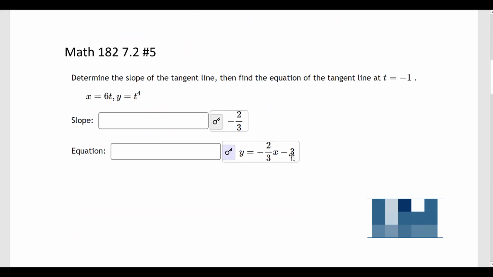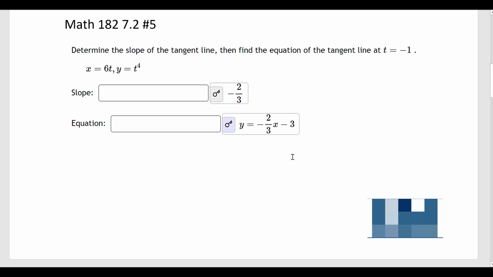Now if we come down here and look at number 5, it says determine the slope of the tangent line and then find the equation of the tangent line at t equals negative 1. So just like we did in the last one, we'll find our dx/dt, which is going to be 6, and our dy/dt is going to be 4t cubed. So if I plug in t is negative 1, well, dx/dt at negative 1 is still just 6.